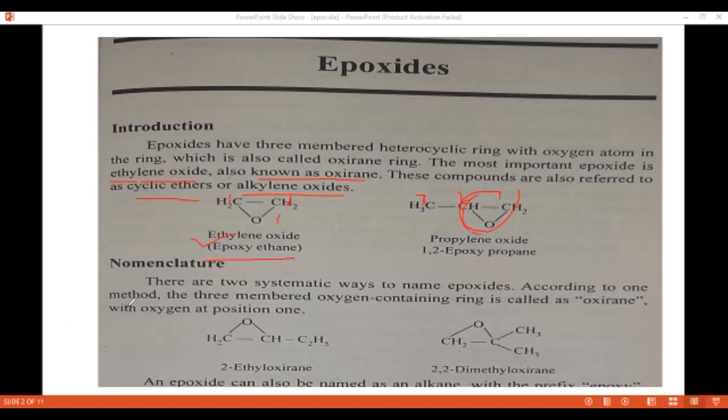Now, nomenclature of epoxides. There are two systematic ways to name epoxides. According to the one method, the three-member oxygen-containing ring is called an oxirane.